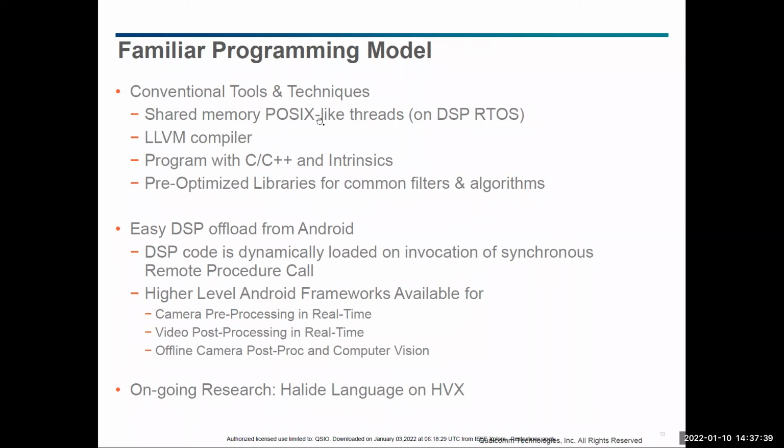Now, apart from the tools and techniques that are available, there is support for offloading.